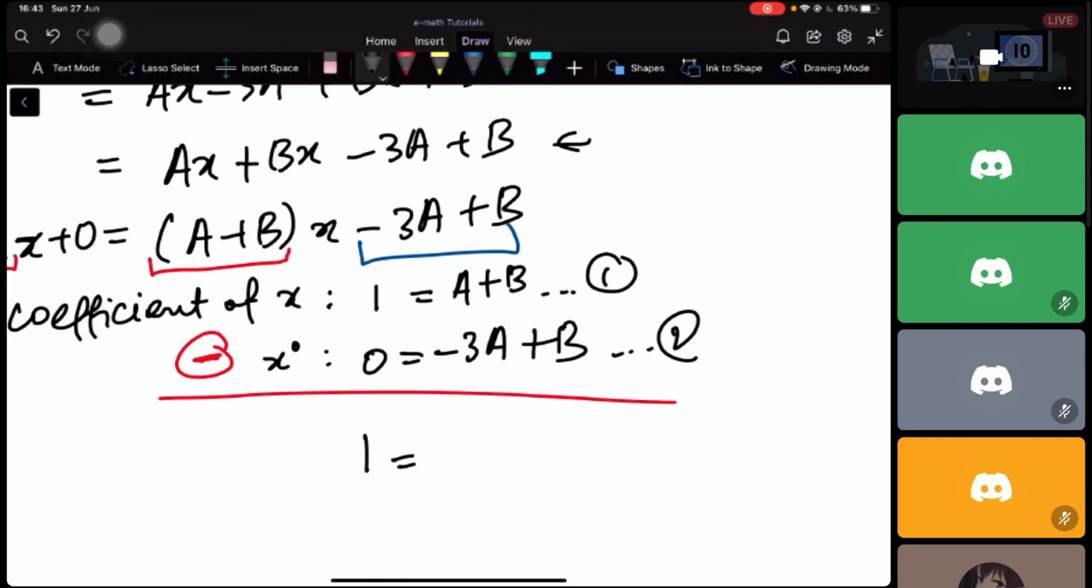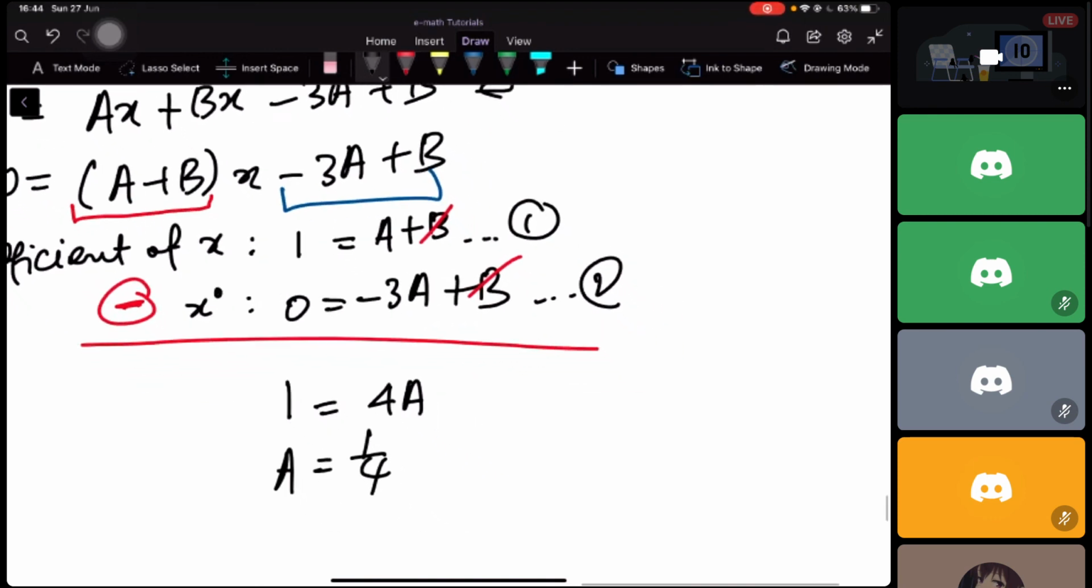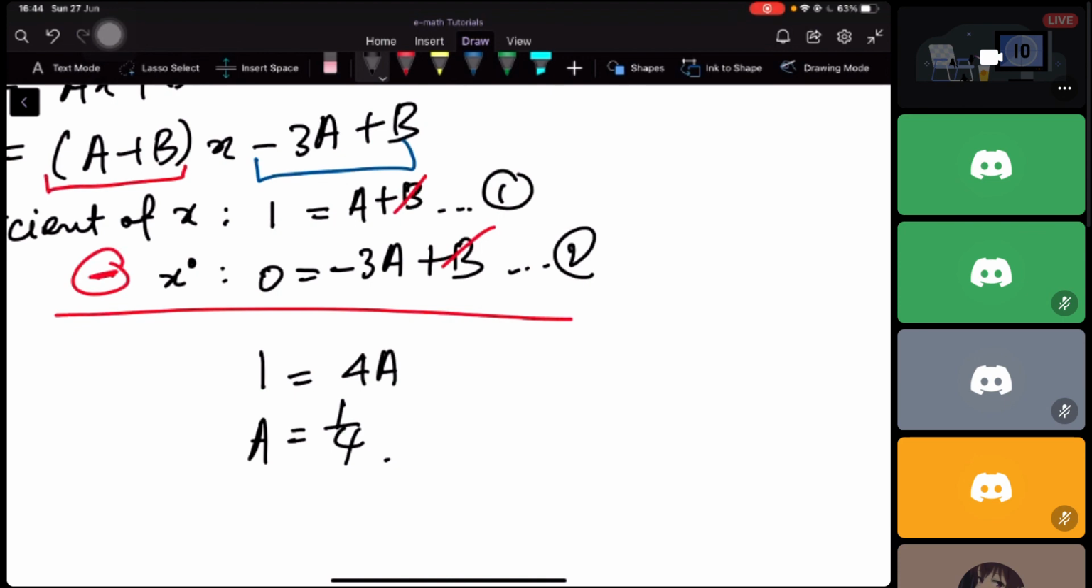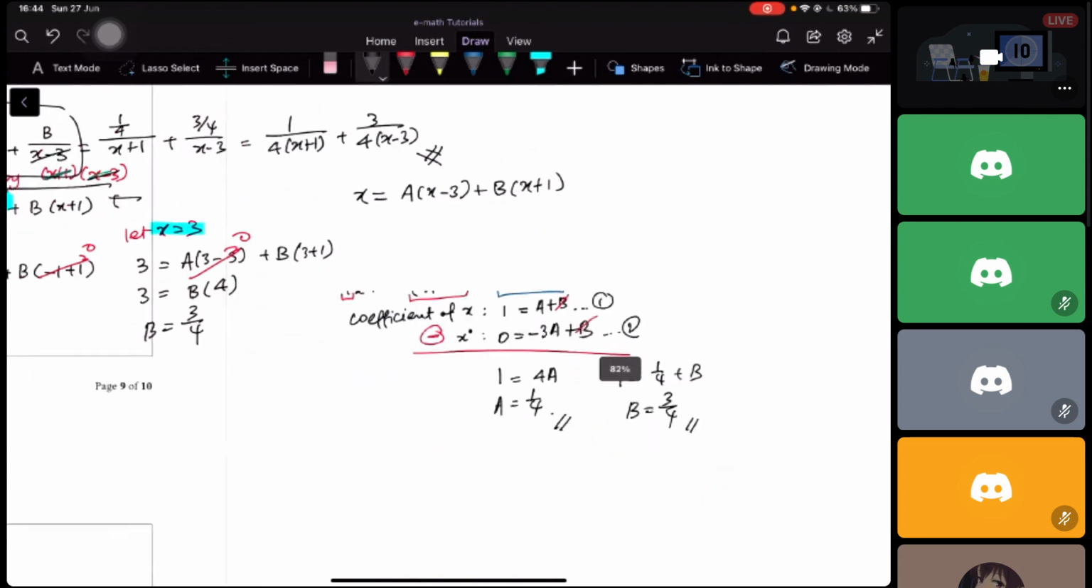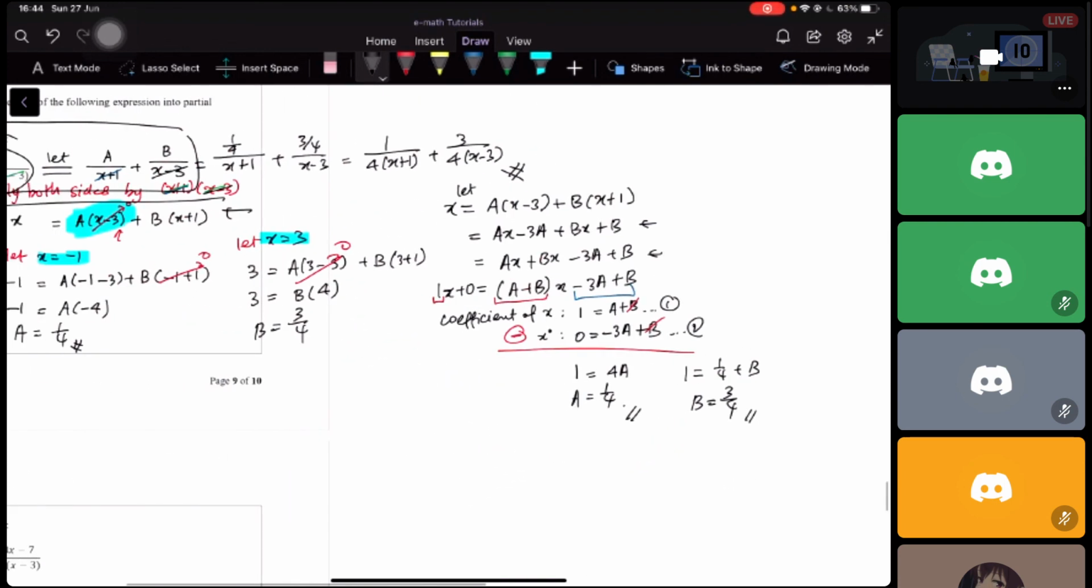A minus negative 3 is a plus 3, which means 4a. You see, b and b can cancel each other. Okay, so your a equals to 1 over 4, and you got your a. You substitute back into any one you like. A plus b, so b equals to 3 over 4. See, you still get the same answer, isn't it? A equals to 1 over 4, b equals to 3 over 4.